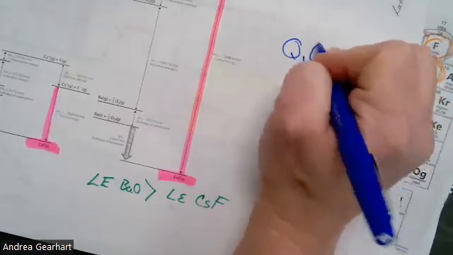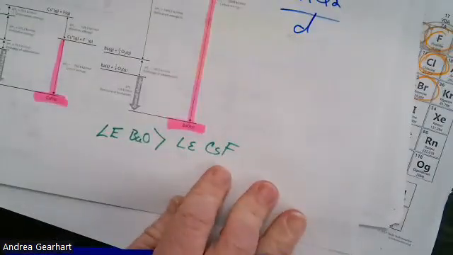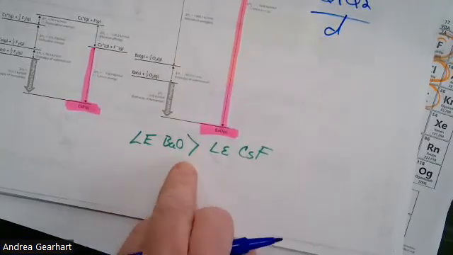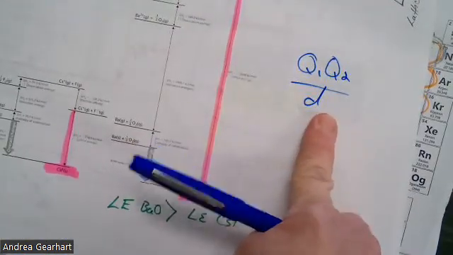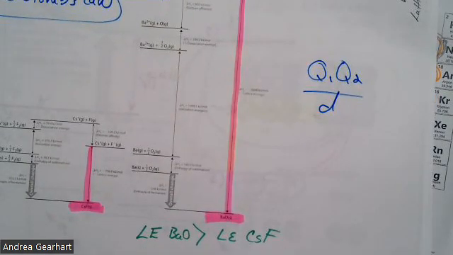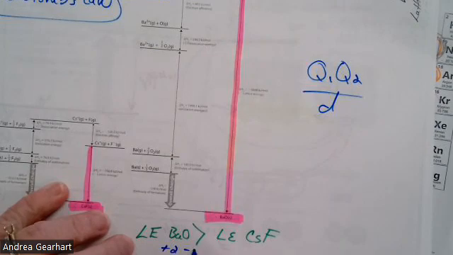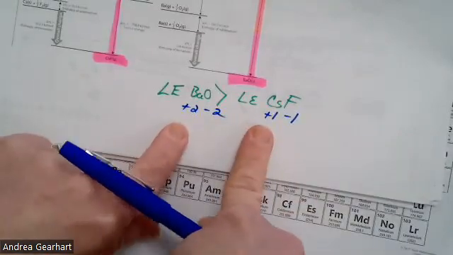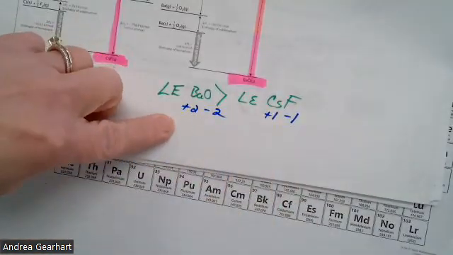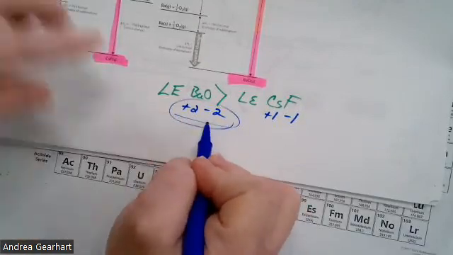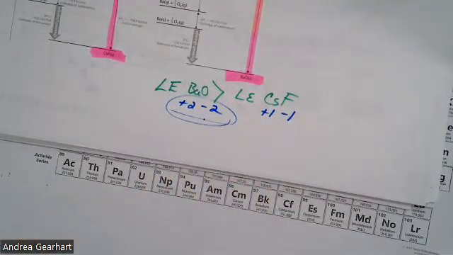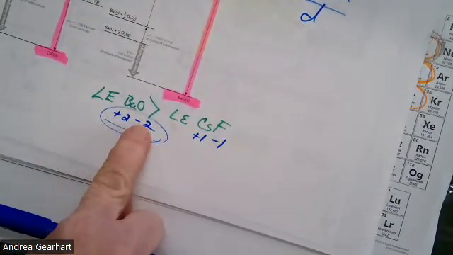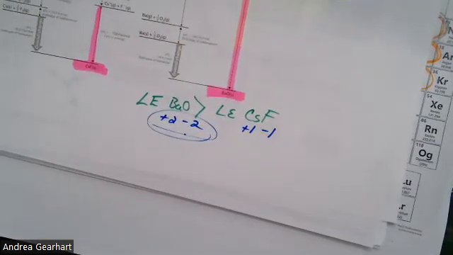Dylan? Q1, Q2 over D. What advantage does barium oxide have over cesium fluoride in Coulomb's law? So the numerator for Coulomb's law will be 4 times that of cesium fluoride. Now, of course, the distance does play somewhat of a role, but we can see, oh, no wonder. Okay. Questions?